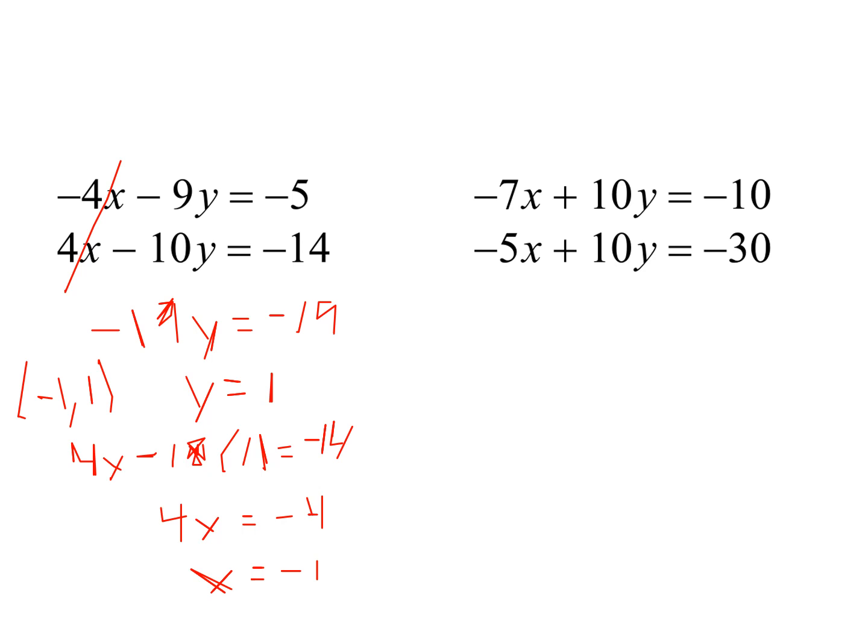If I do the same thing on the next one, I can't add them and get rid of things. I can actually subtract. So if I take this one right here and subtract it from the top, you can actually do that. You can add and subtract. Negative 7x minus a negative 5x means you're adding 5x. So that's negative 2x. I'm sorry it's not showing the 2 very well. 10 minus 10 actually cancels this out. And then negative 10 minus a negative 30 equals a positive 20.